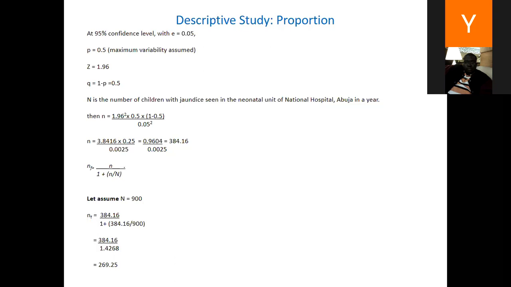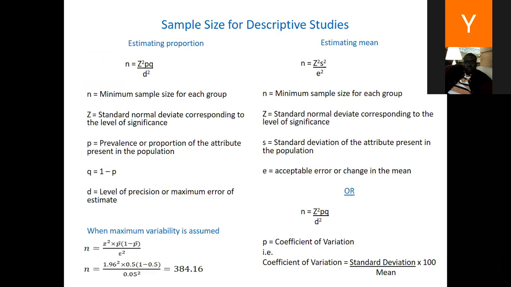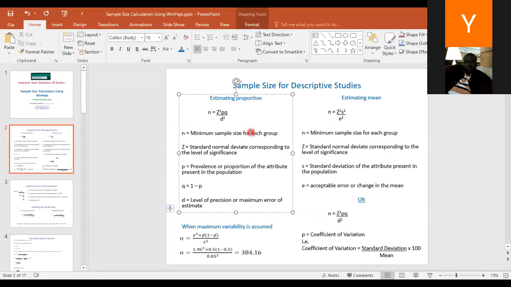Okay, let's look at this situation now. You know the formula is what I showed you. Look at it. For a descriptive study, when you're talking of proportion, N is equal to Z squared PQ over D squared. Minimum sample size is the N. Let me remove this, because sometimes when I'm presenting, I discover something and say I will remove it, and I will not remember. Just minimum sample size.